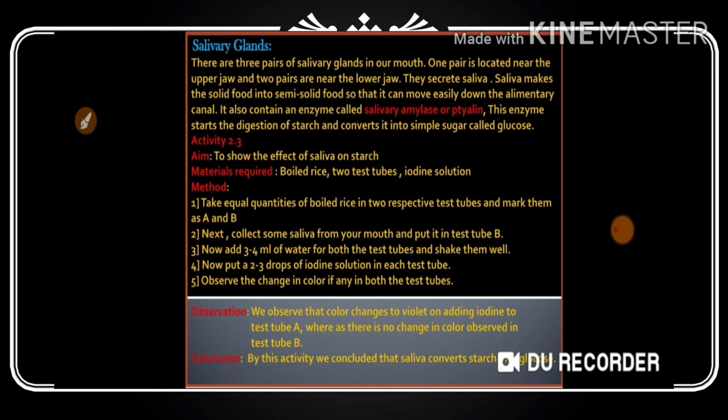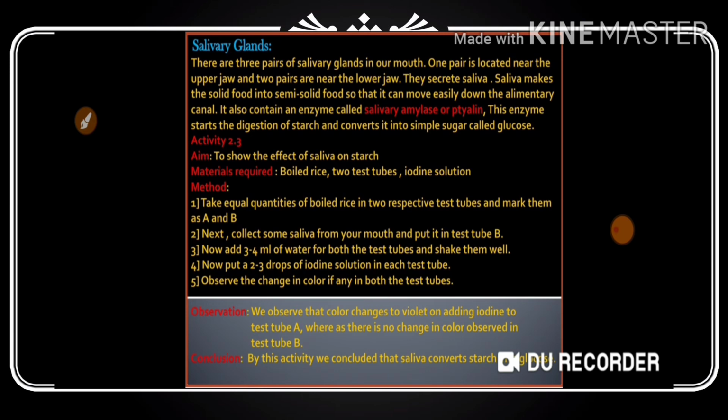Now give me the answer: test tube A contains only water and boiled rice. Afterwards, we shook both the test tubes properly. Then we added 2 to 3 drops of iodine solution equally to both test tubes A and B. The color changes to violet in test tube A, but there is no change in the color in test tube B.